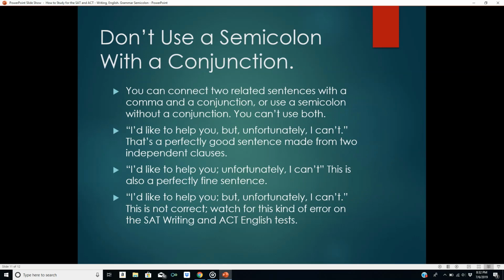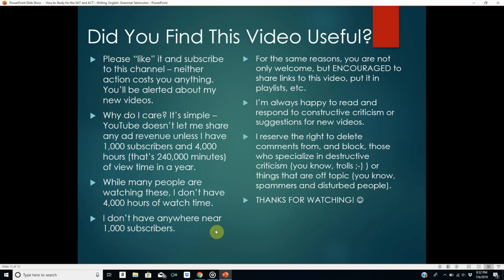"I'd like to help you; unfortunately, I can't." This is also a perfectly fine sentence. "I'd like to help you; but, unfortunately, I can't." That's not correct because you don't need both the semicolon and the conjunction, "but," and a comma. So this would not be correct. Watch for this kind of error on the SAT writing and ACT English tests.